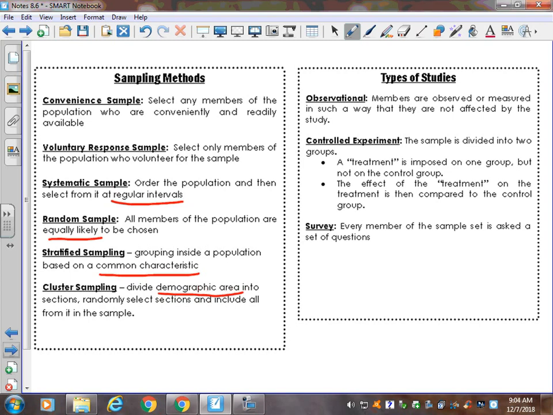Controlled experiment. You usually have two groups in a controlled experiment. First, there's the one that's being treated because they're getting the medicine. And then you have your control group that's getting no medicine, but you want them to think they're getting it so you can see if that affects the results. And then last, there's a survey. You just go out and ask people a question.